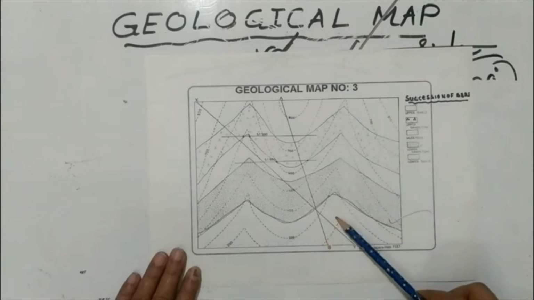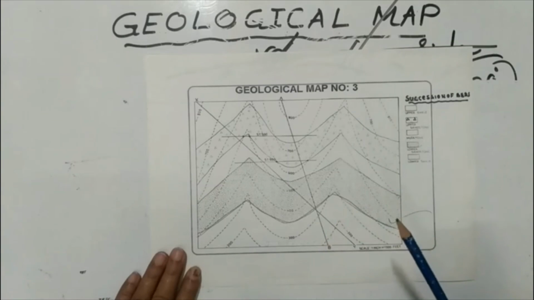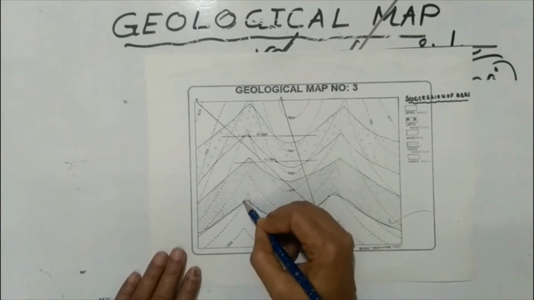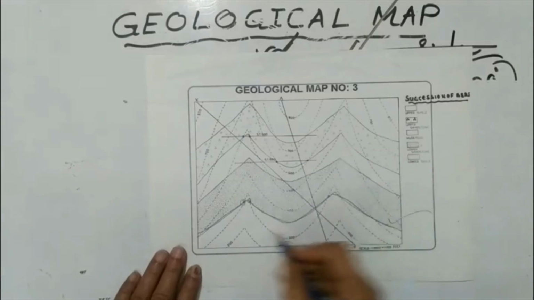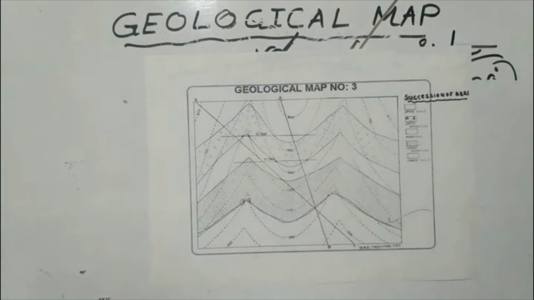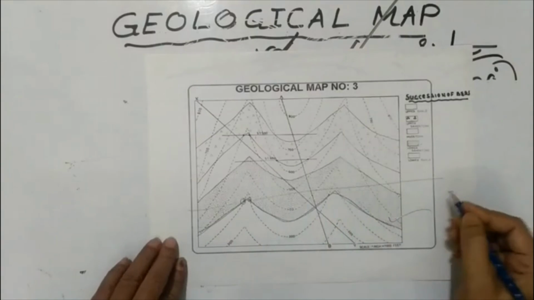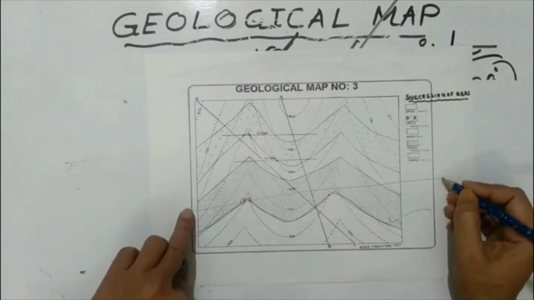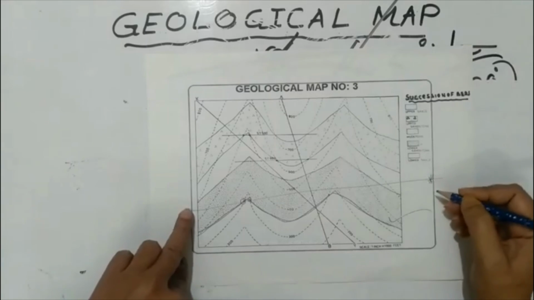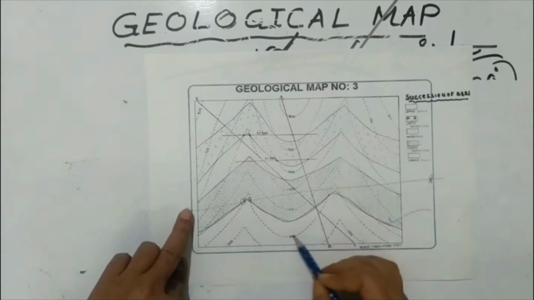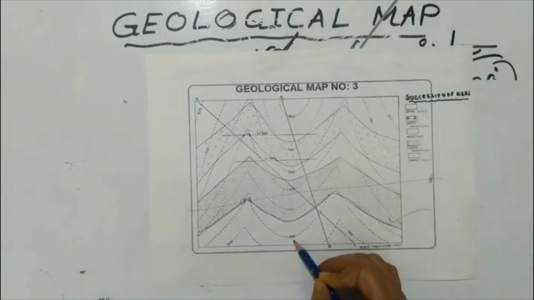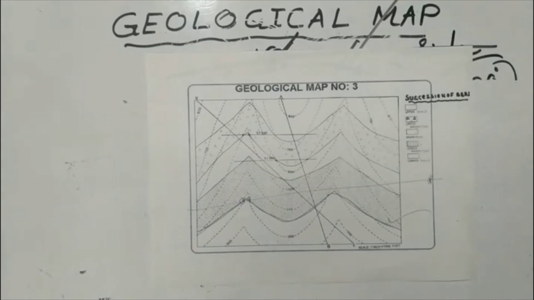If you identify the lower boundary, then you have to identify the two points where the same contour line cuts twice. Suppose this and this one, and draw a straight line with the help of a scale, and you have to put the value of the strike line. Here the contour value is 300, and always the contour value depicts the value of the strike line.